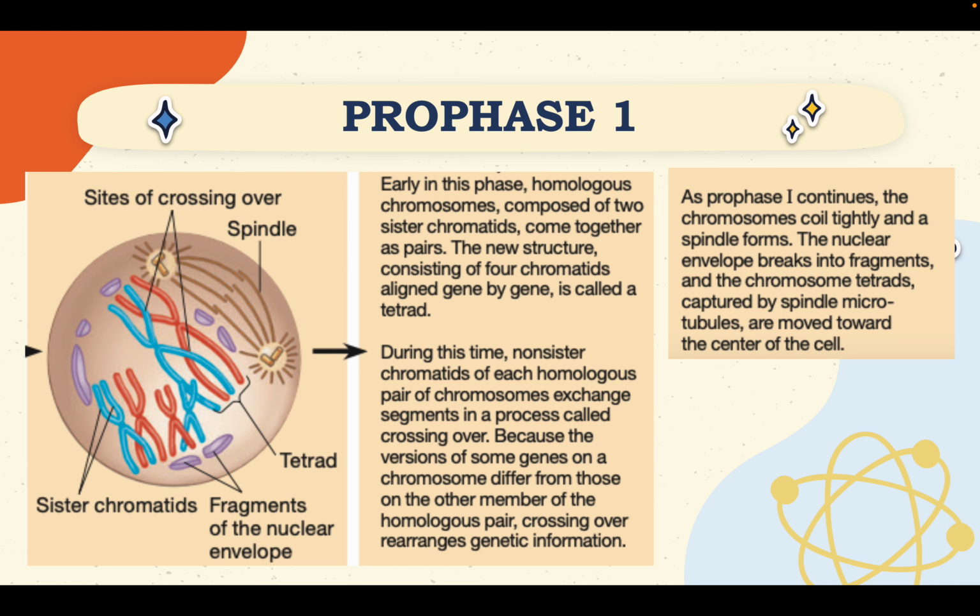As prophase 1 goes on, the chromosomes get coiled up tightly, and the special structure called the spindle is forming. The covering around the center of the cell breaks apart, and the tetrads, held by the spindle fibers, move towards the middle of the cell. Okay?